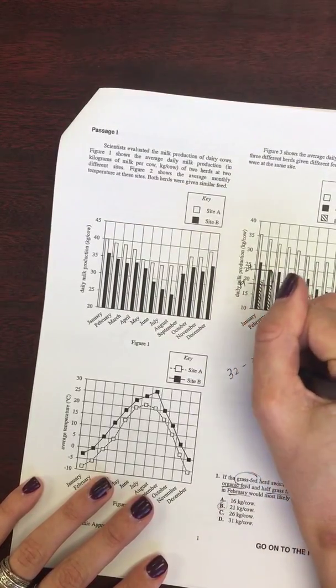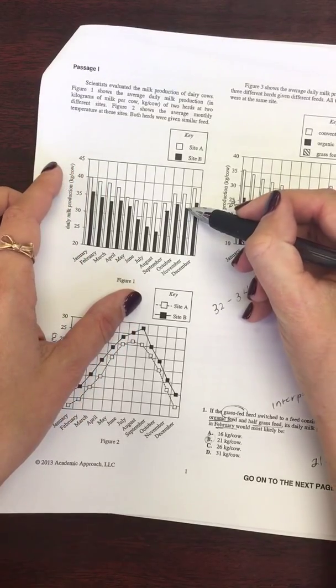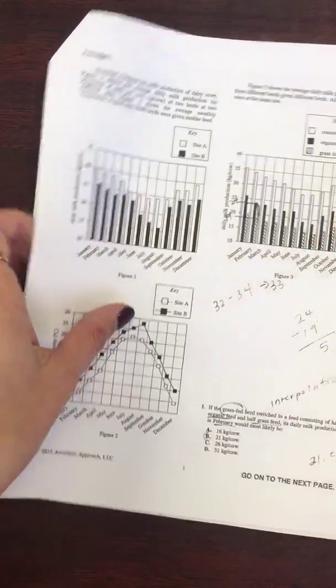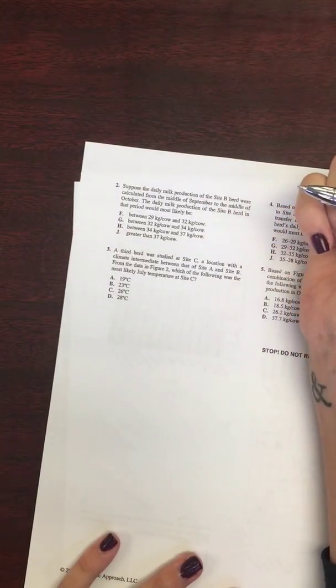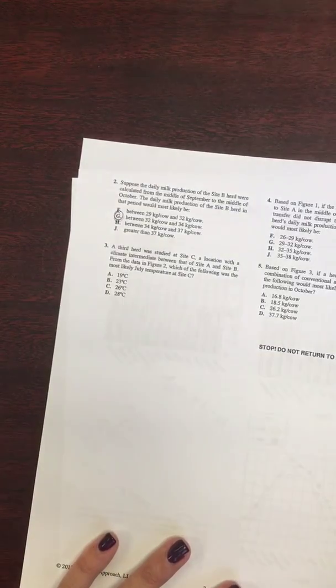So it's 32 to 34 from the beginning. And then we're going to look at November too, which goes back down to like 33. So it's going to be in between these two values because it's going to go to the middle. So we have to look for an answer choice that's between 32 and 34, and G actually matches that exactly.